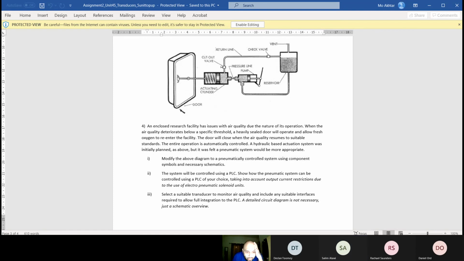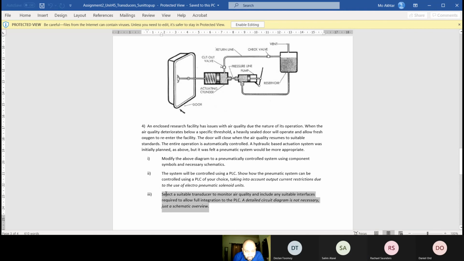But then it says here, the system will be controlled using a PLC. Show how the pneumatic system can be controlled using a PLC of your choice. Take into account output current restrictions due to the use of electro-pneumatic solenoid units. Okay, so that's connect it to a PLC and just show what it would look like.